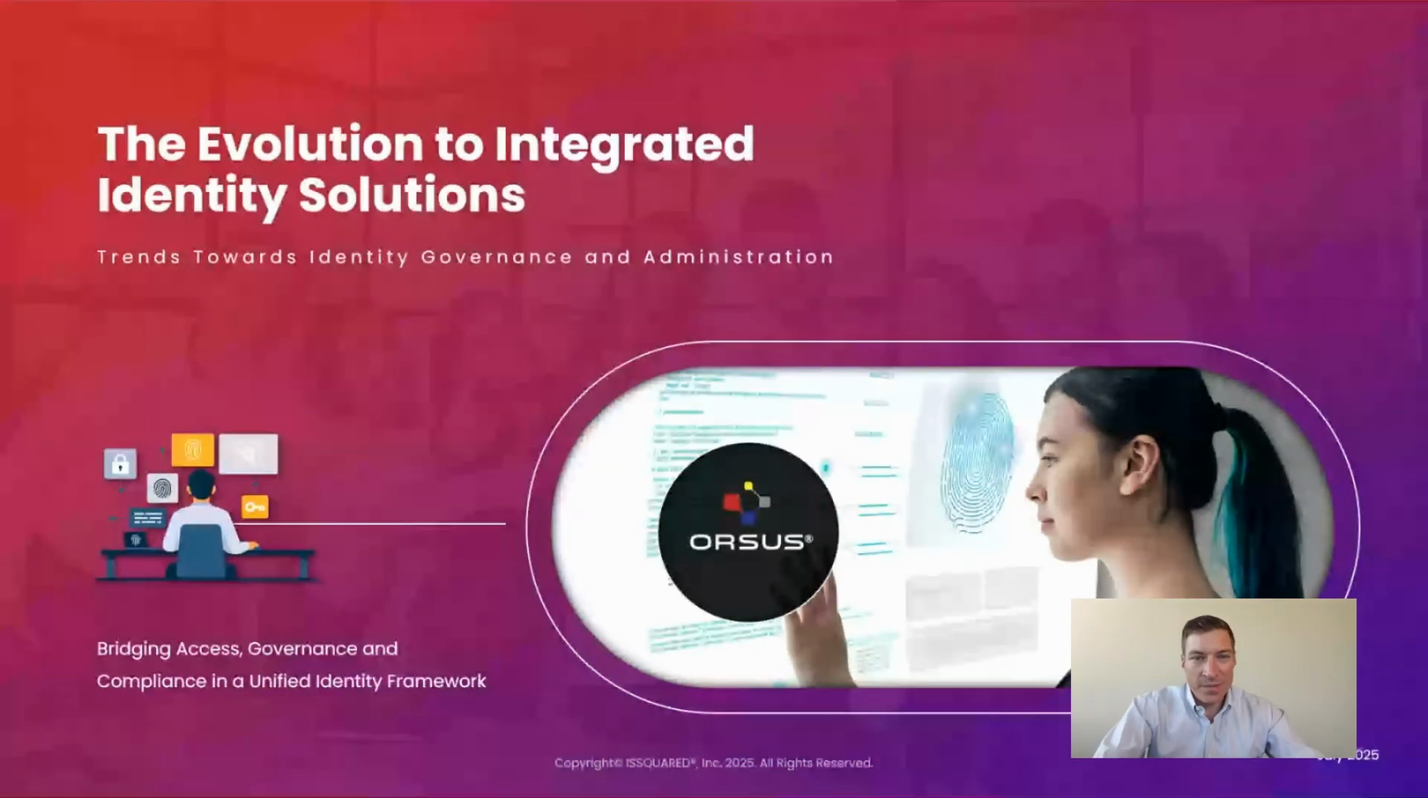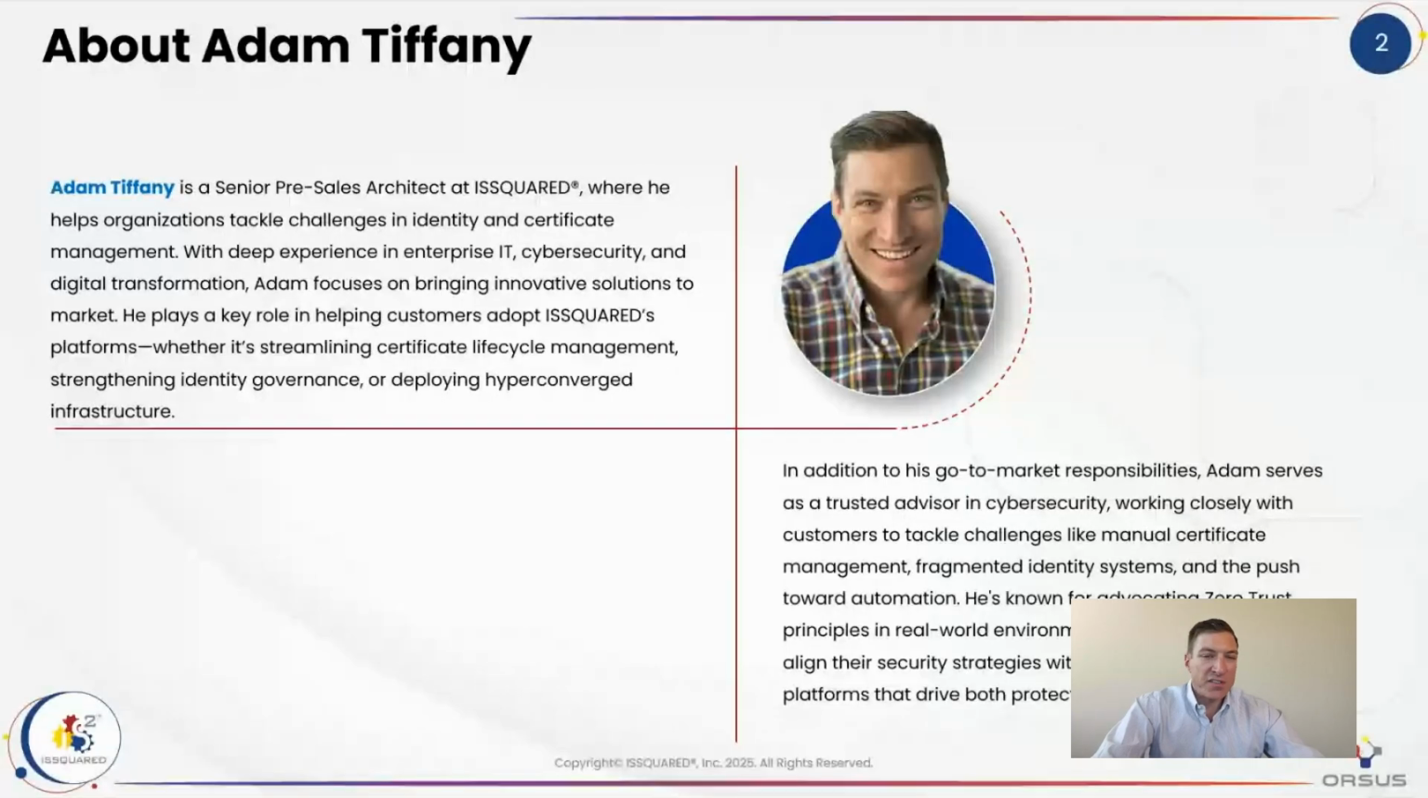As Steve mentioned, my name is Adam Tiffany. I'm a pre-sales architect here at ISSQUARED. Traditionally, I tackle challenges in identity and certificate management. I have deep experience with enterprise IT organizations, specializing in cybersecurity and digital transformation. I very much enjoy bringing innovative solutions to market. And today with ISSQUARED, that's the idea of strengthening identity governance, deploying hyperconverged infrastructures, and lifecycle management, which we'll talk about today. So thanks so much for coming.